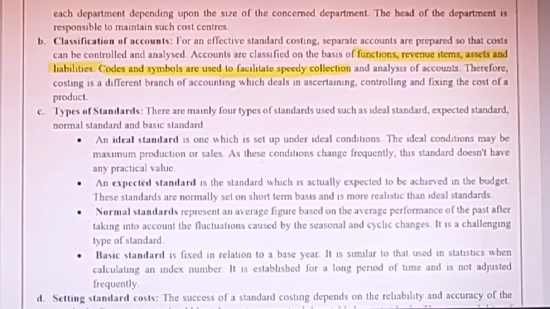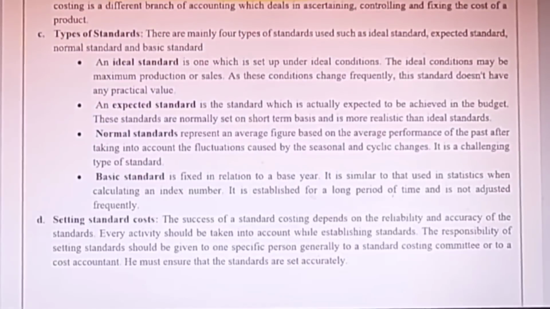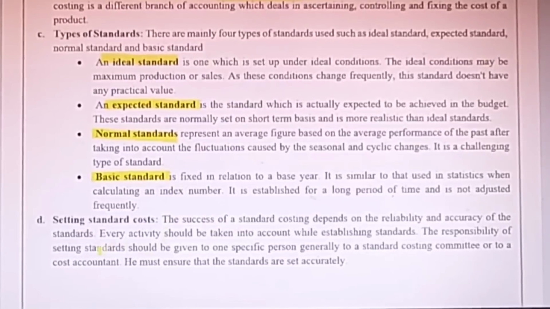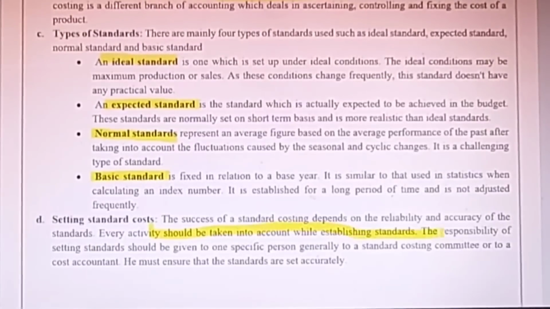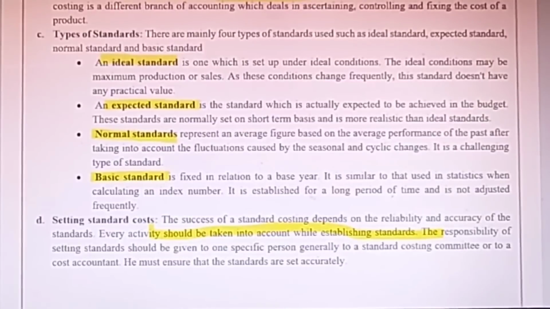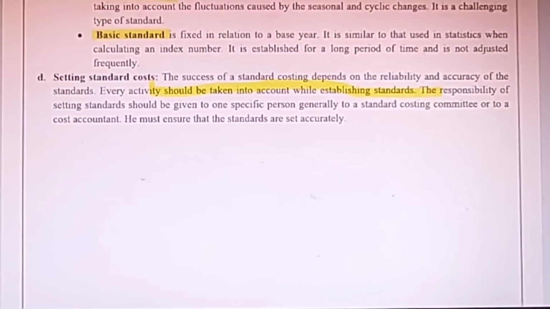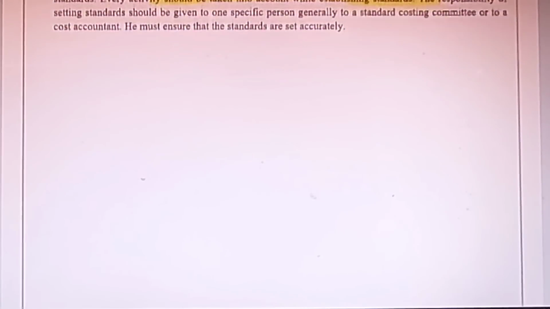Then there are different types of standards that we use in cost accounting: ideal standard, expected standard, normal standard, basic standard. There are four types of standards. And in setting standard cost, every activity should be taken into account while establishing the standard, and the responsibility of setting the standard should be given to one specific person who is made responsible, and that can be a committee or a cost accountant. So like this.